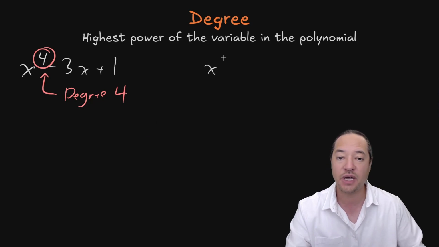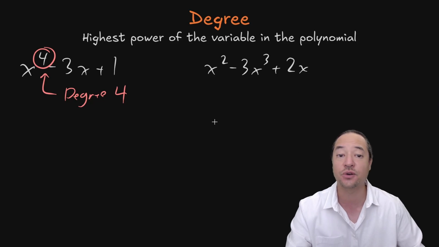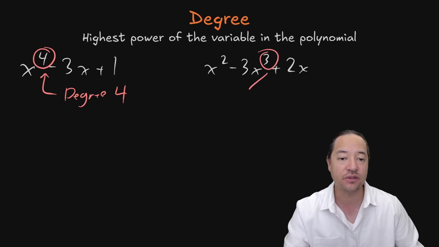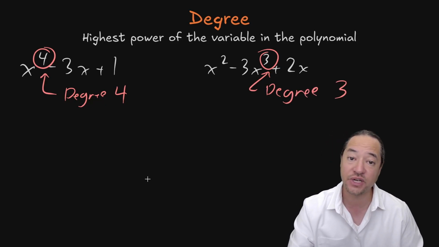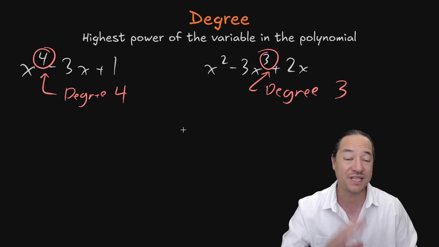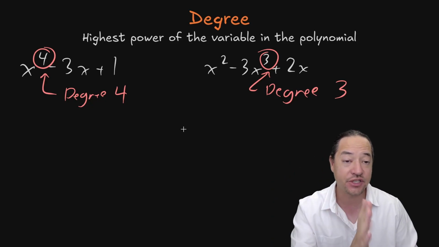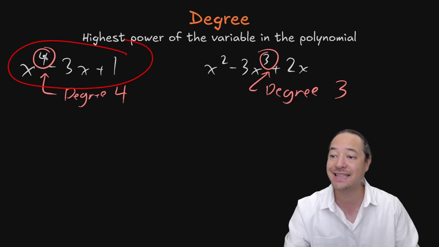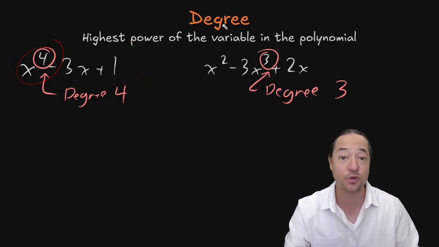What if I have another one? How about x squared minus 3x cubed plus 2x? Here I have another polynomial, and the highest power here is this 3. So this is going to be a polynomial of degree 3. That's all we're looking for. What's the highest power you have in your polynomial? That's the degree. And if it's written in standard form like this, then the biggest power would be in the first term.